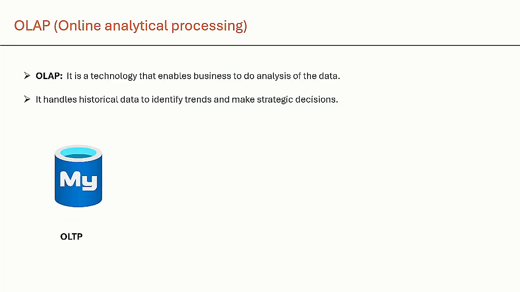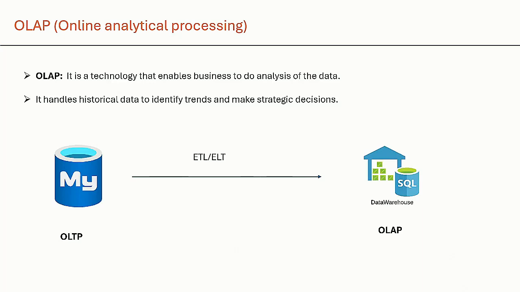So let's say we have OLTP, that is nothing but our SQL database, and we want to transfer our data to OLAP systems, let's say a data warehouse. So we use a process called ETL or ELT, extract, transform, load, or extract, load, transform. That is very important. So to transfer our data from OLTP systems to OLAP is nothing but the ETL and ELT process that a data engineer follows.